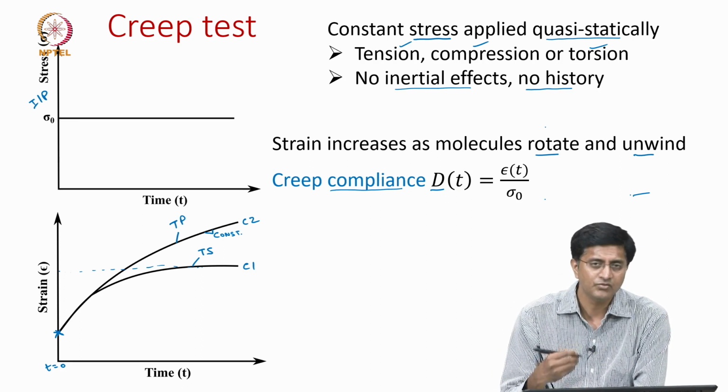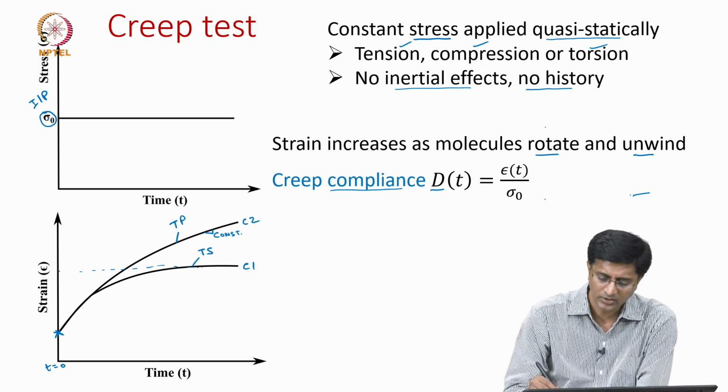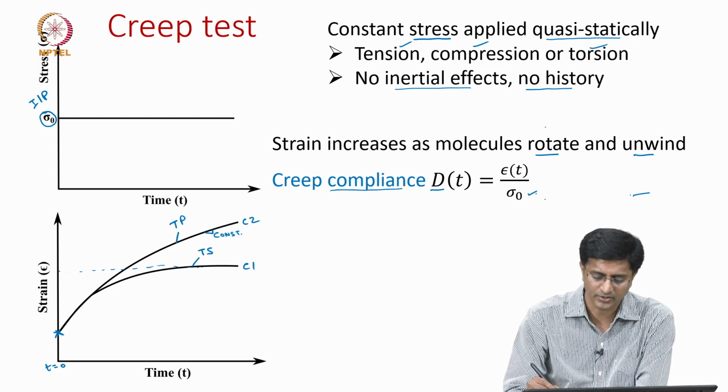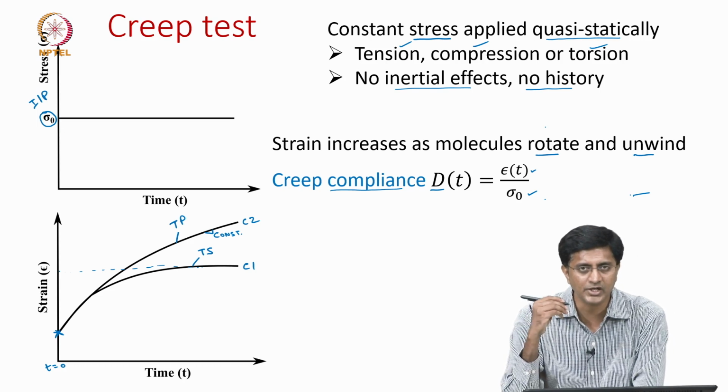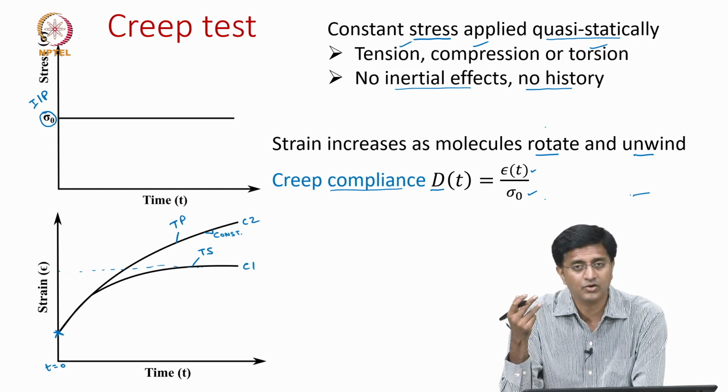In this test, which is constant, stress or strain? We said that stress is constant, which is sigma naught, that goes in the denominator, and in the numerator is our measured quantity, which is the strain, which changes with time. So again, we can look at two different types of compliances.